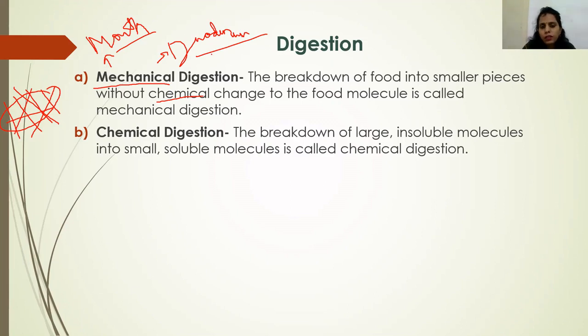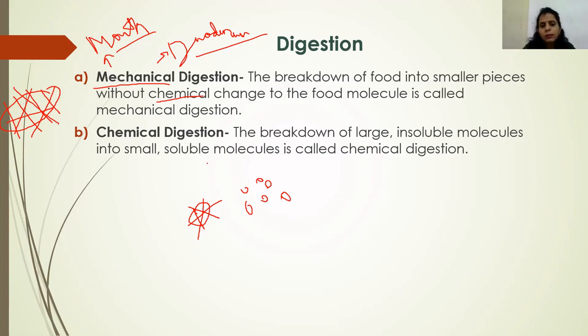In the duodenum, as you will learn further in this unit, whenever the food goes there, whatever amount of fat is present, the large pieces of fat are broken down by the action of bile juice into small globules of fat, into small pieces of fat. This is also mechanical digestion, because there is no chemical change in the fat. So these two are the places where mechanical digestion takes place in our body during the process of digestion.